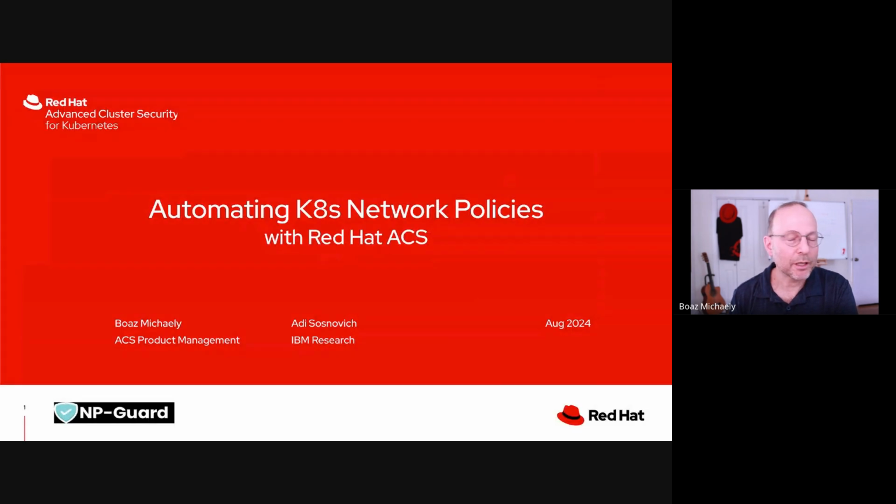Okay, so today, as Valentina said, we're going to be talking about the problem that, as an industry, we have with Kubernetes network policies and solutions that we can use today to address that problem. And specifically, we're going to focus on a solution that is implemented in ACS, which is a collaboration with the IBM research team. And Adi is here to tell you some of the secret sauce that they have been using to reach these amazing results.